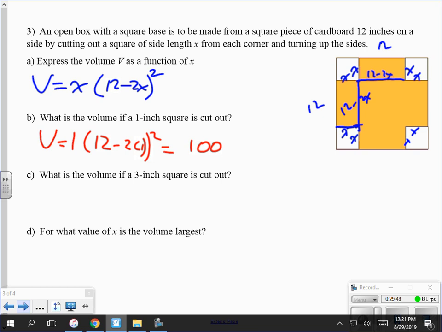Okay, what if you've cut out a 3-inch square? Plug in 3.